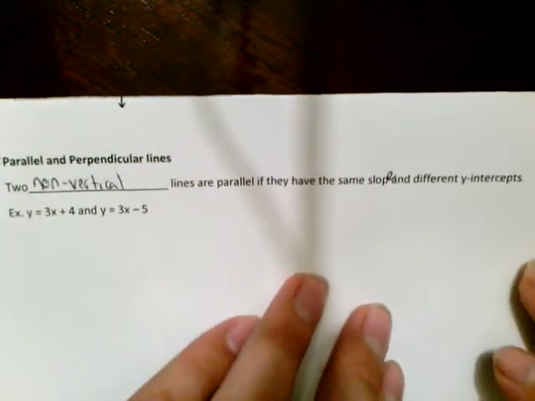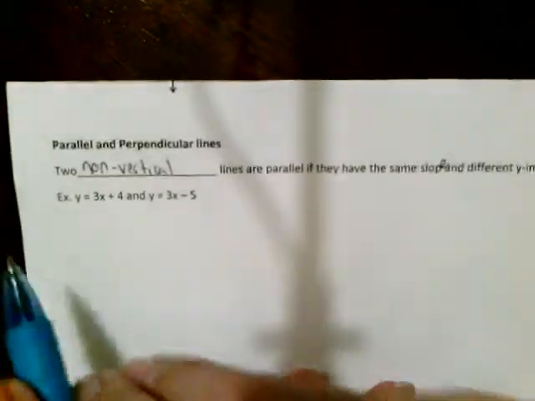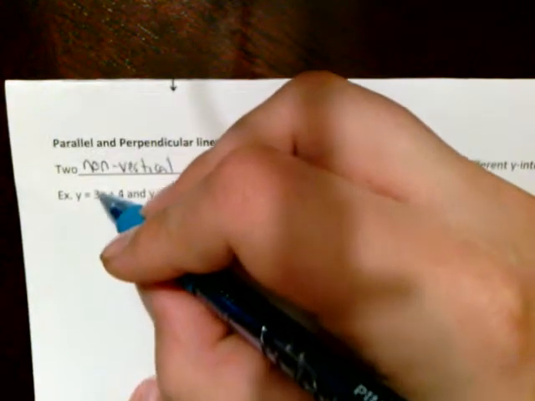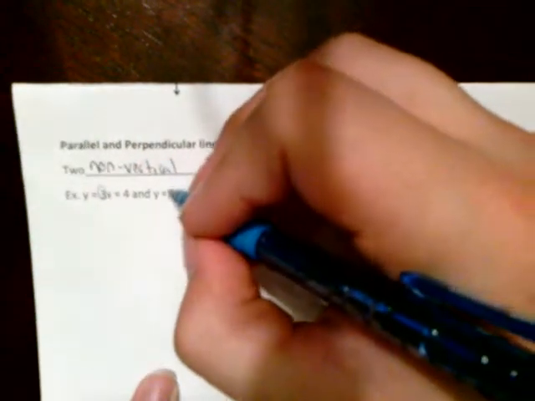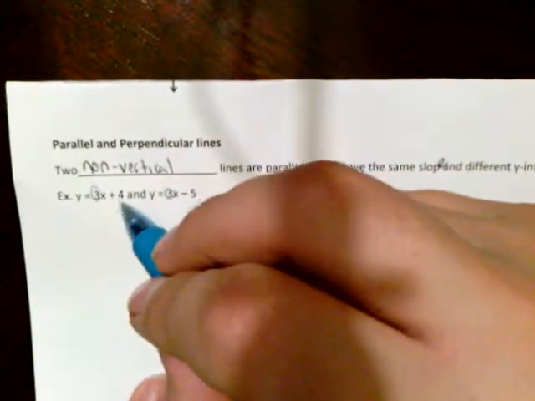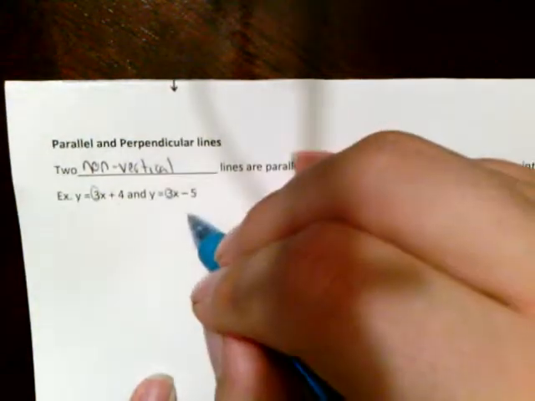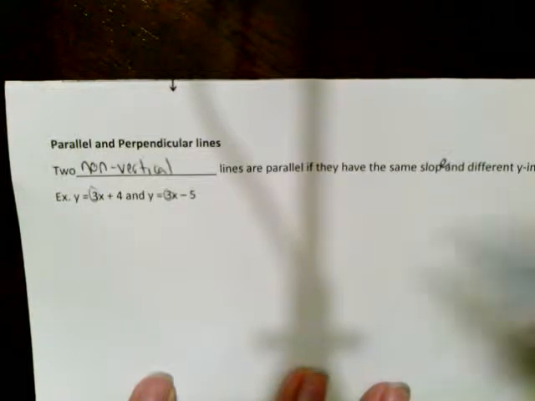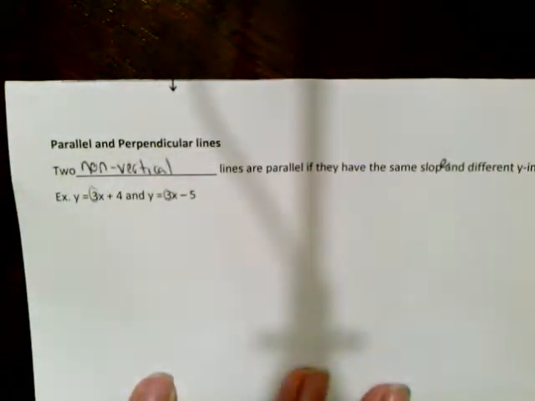For example, if you had y equals 3x plus 4 and y equals 3x minus 5, these lines would be parallel. The reason is our slope is the same. Both slopes are 3, but the y-intercept is different. This is a 4 and this is a -5, which means you're going to have two lines that never touch. They're going to run parallel to each other. That's what parallel means, two lines that never touch. So notice they have the same slope, different y-intercepts.